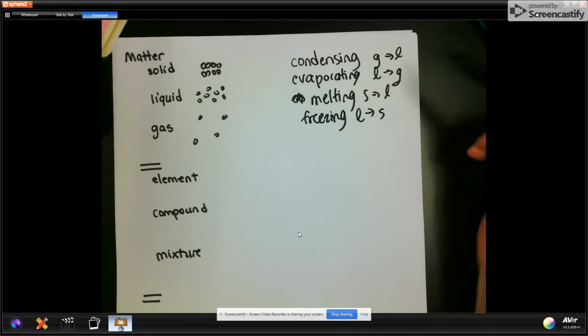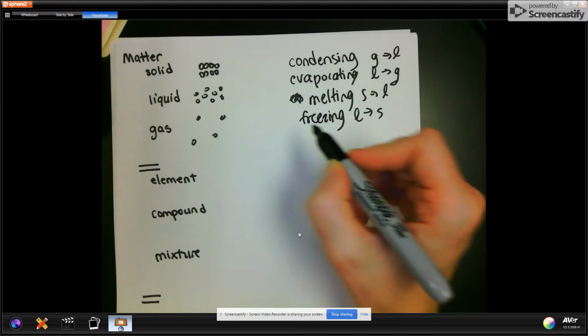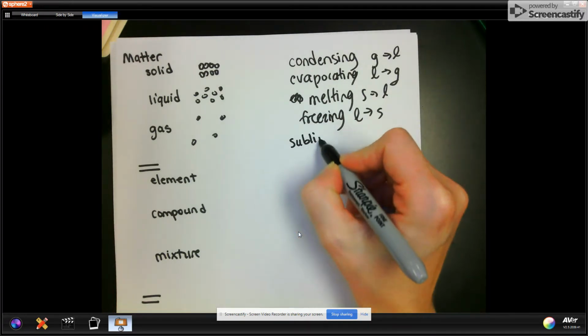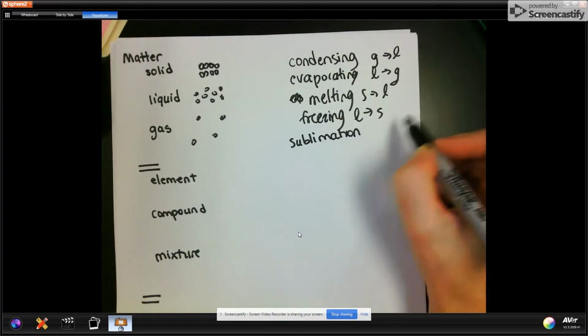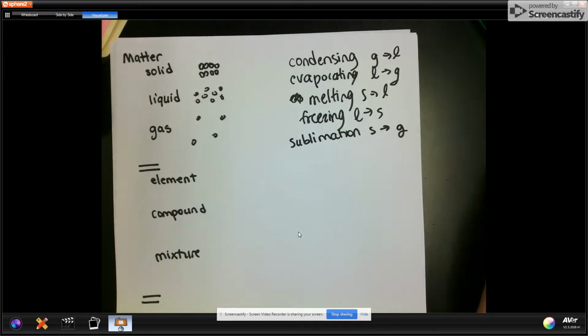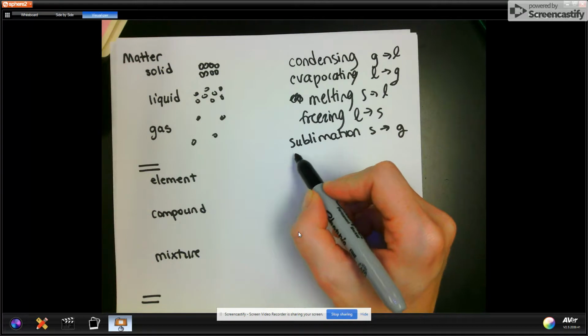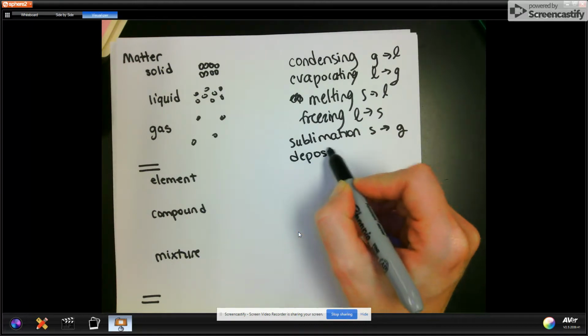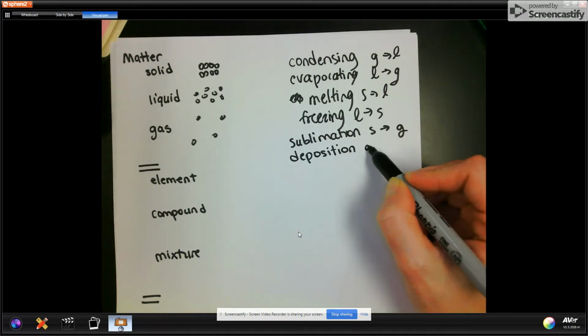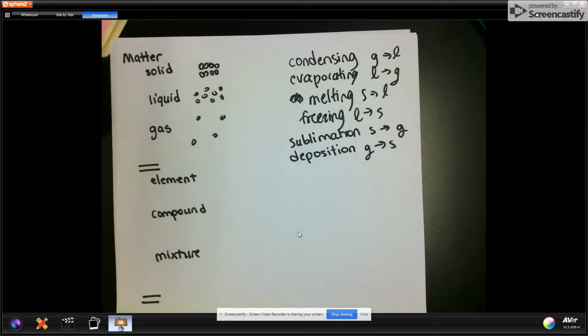liquid to solid. And then the 2 that were new for you were sublimation, which is a solid to a gas. So it skips that liquid phase. This was your dry ice. And then your deposition would be the opposite, a gas to a solid. The example I used for that was snow.